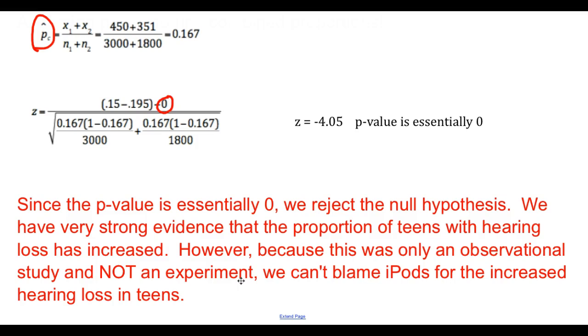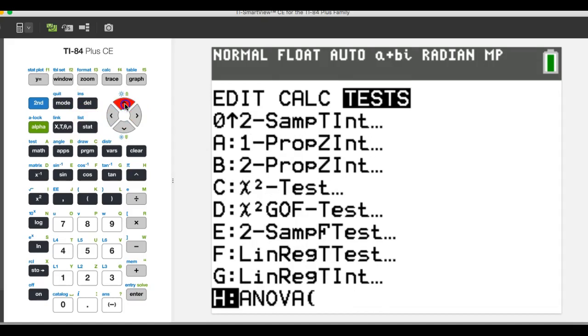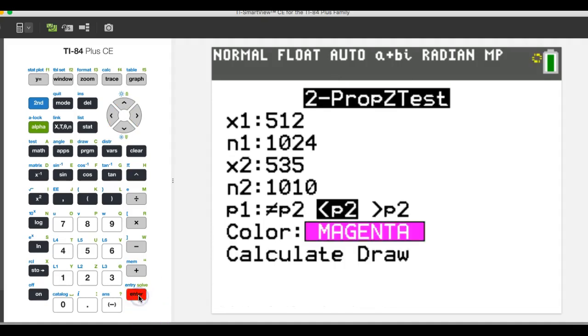Before we finish this screencast, let's just see how this would work in terms of our graphing calculator. So let's go back here and go to Stat, Tests, and we're doing a hypothesis test. So we need to find a 2 proportion Z test. Here we go, option 6, 2 proportion Z test. And notice that here we have the numbers from our previous example. We need to enter the numbers from this example. We had 450 teens in the first group of 3,000 that had experienced some hearing loss. And then in our second group, we had 351, 19.5%, in the group of 1,800 that had experienced some hearing loss.